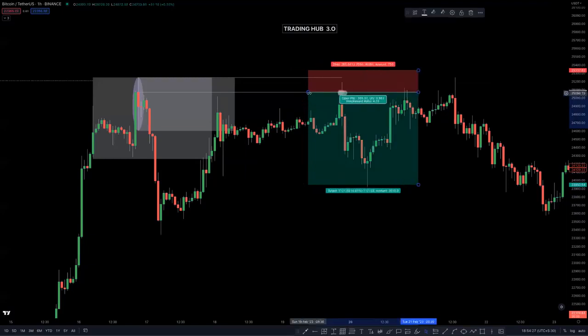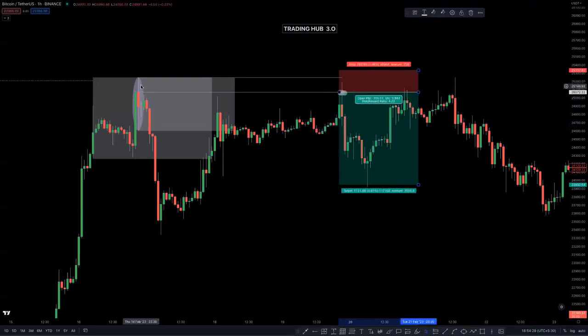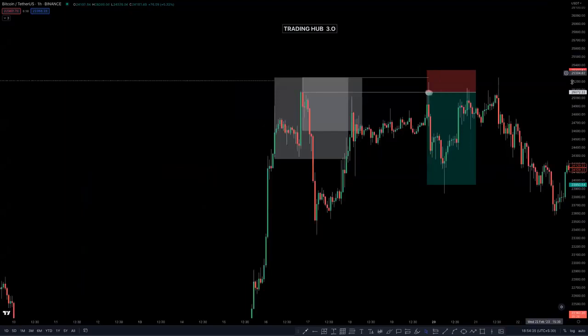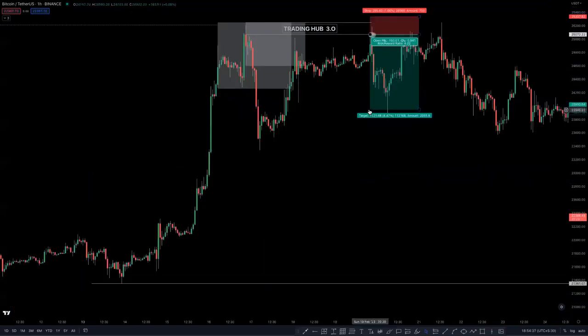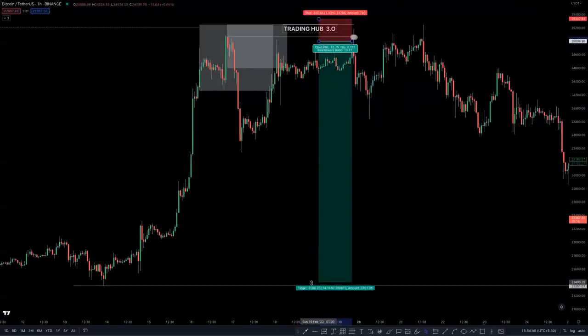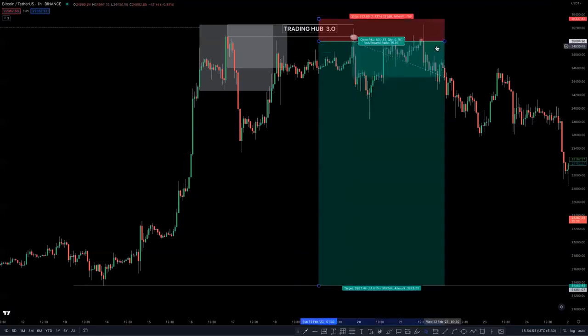Why? Because this is our unmitigated shadow here. So price sometimes mitigates, sometimes does not mitigate. It depends. So you can sell here and target the previous major low as per the 15 minute. Okay, so this is our target here.